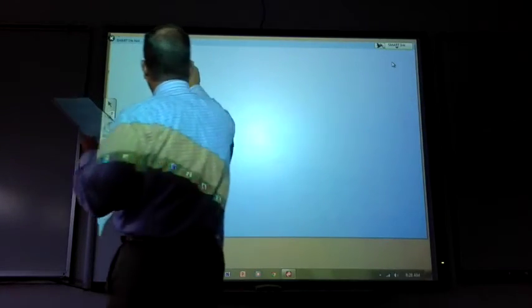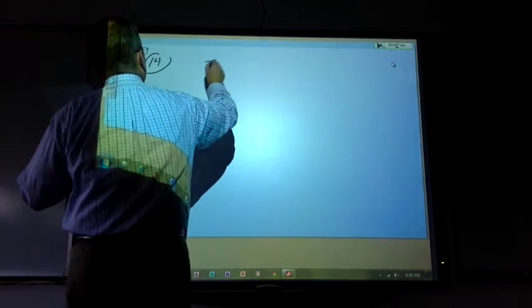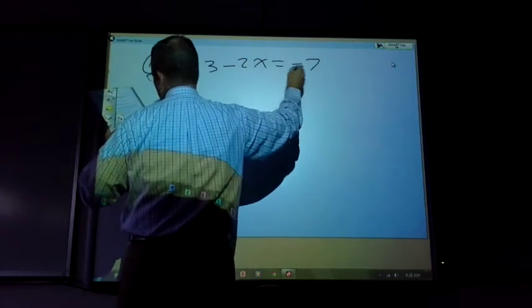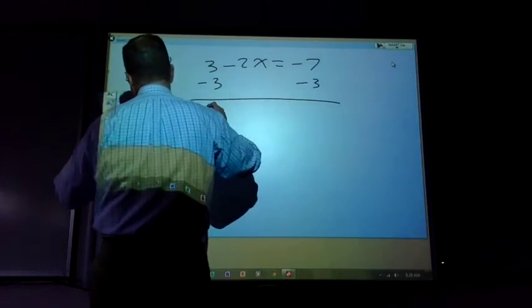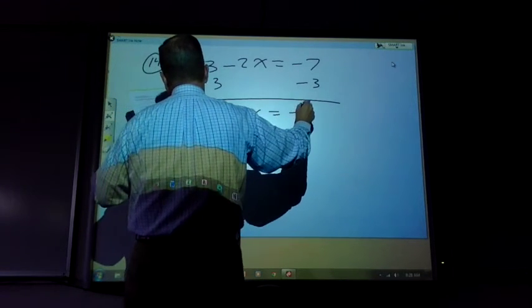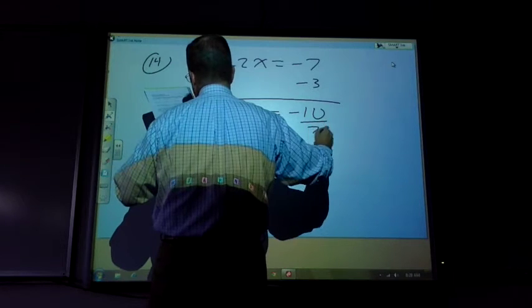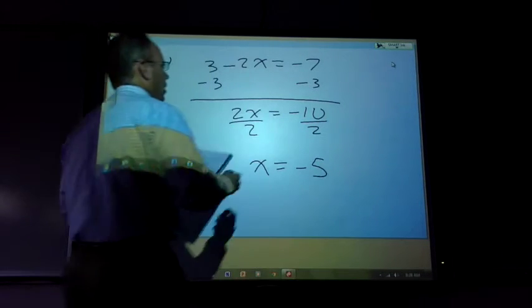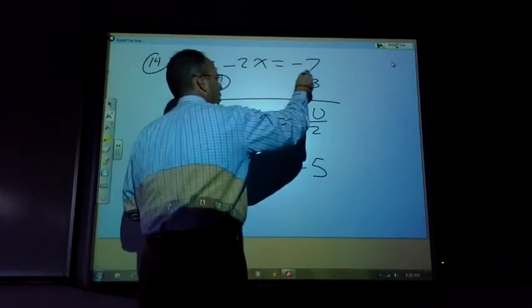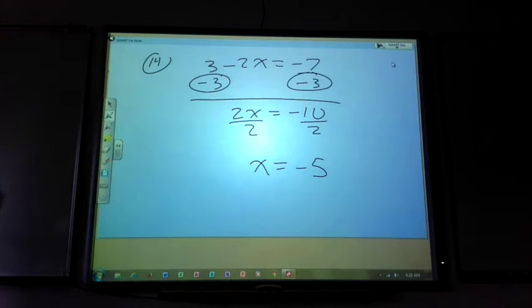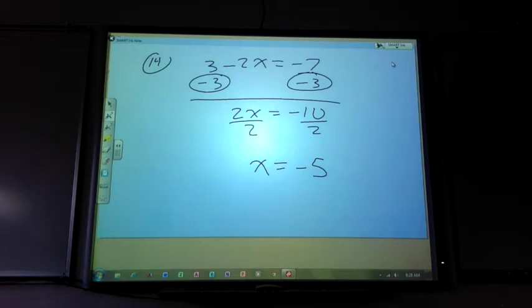Number 14. So this problem had been worked out this way. They wanted you to find the mistake. So let's go step by step. Do you agree this is the correct first step? Seems okay. It's a positive 3. I want to get x all by itself. We are solving it. There is an equal sign. So I'm subtracting 3 from either side. So the one side gets rid of it. The other side gains it.